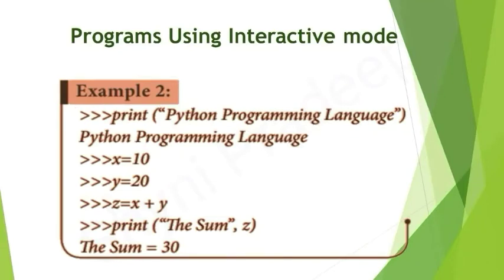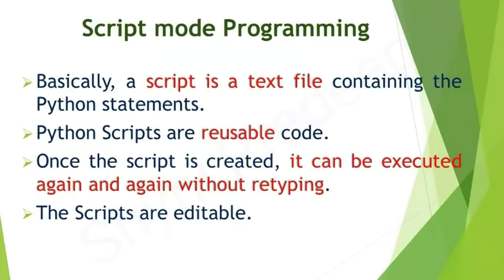In this interactive mode, you are not saving your code. You are just writing your code and getting results immediately. If any mistakes are there in that code, you have to rewrite that code again because you are not saving your file. Whereas in script mode, you are typing your code and you are saving your code. Okay. So if there is any mistake in that code, you can edit that mistakes easily. Okay. Because you are saving your file and you can also reuse that code again and again. So this is script mode.